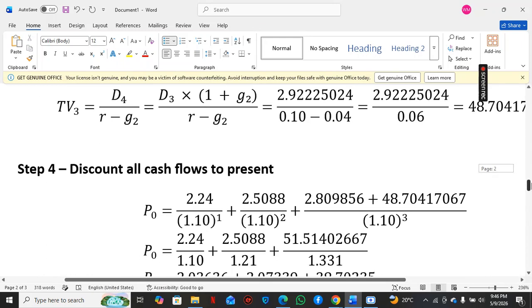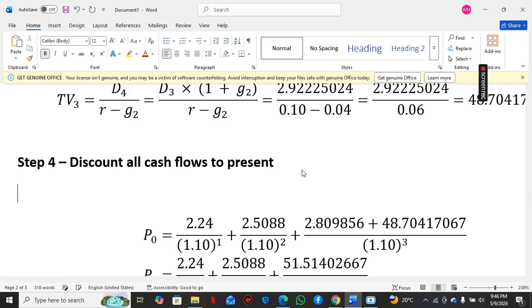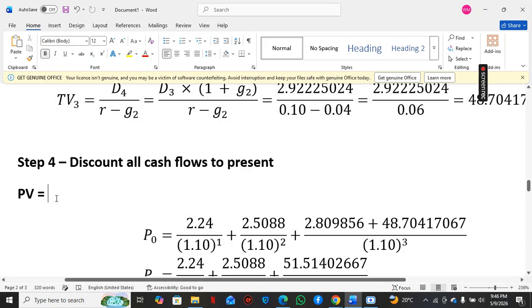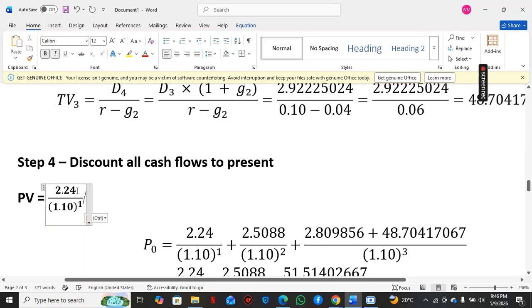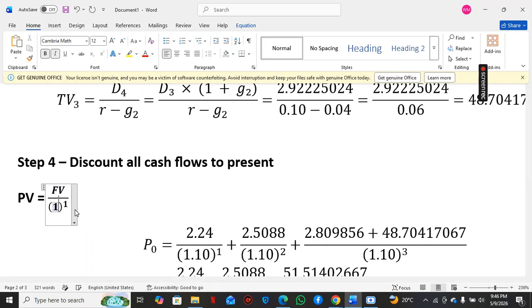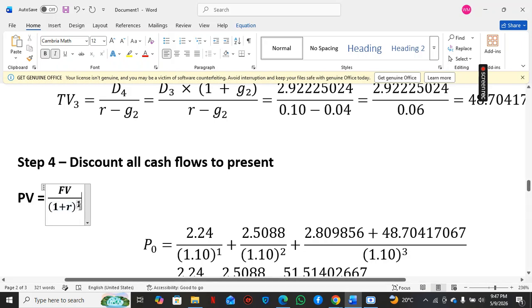So if you remember, colleagues, present value equals future value over 1 plus r to the power t. Okay, present value equals future value over 1 plus r to the power t. This is the formula we're using.